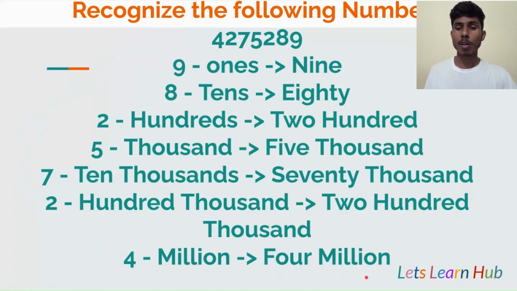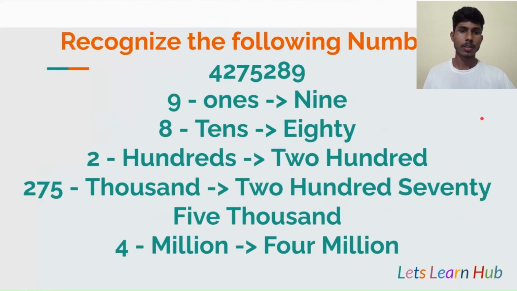Now we have to combine all this from bottom to top. Since we have 3 thousands here, 5,000, 70,000, and 200,000, we need to combine these thousands first, and then combine all from bottom to top. Okay, so if we combine these three, we'll get 275,000. Okay, see, this 9 will be 9, this 8 will be 80, this 2 will be 200, and we are combining this 5,000, this 70,000, and this 200,000. This all combined will become 275,000, and this 4 will remain as 4 million.